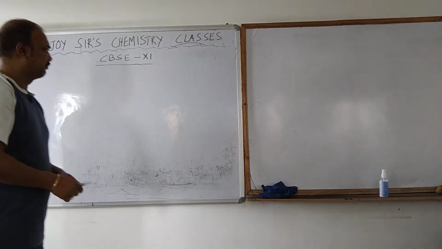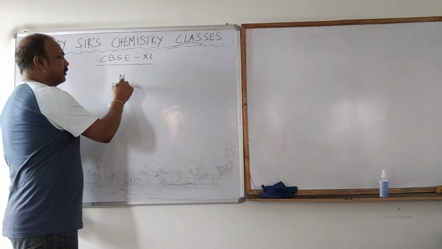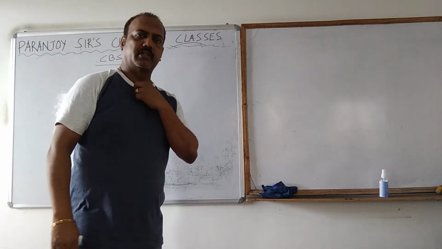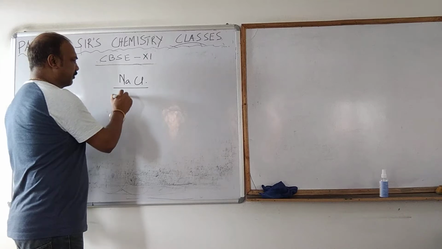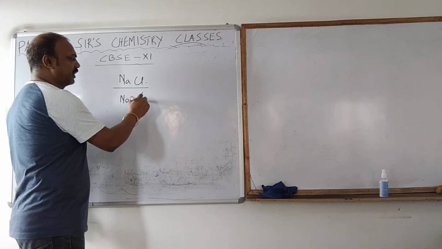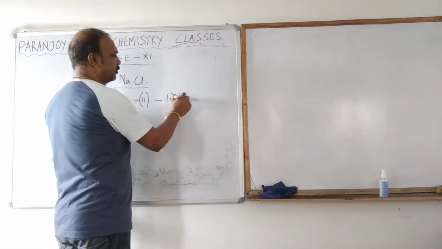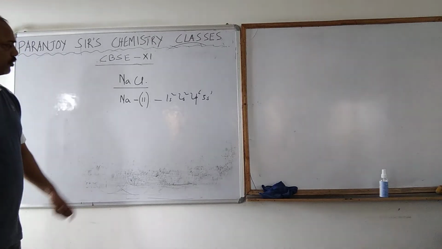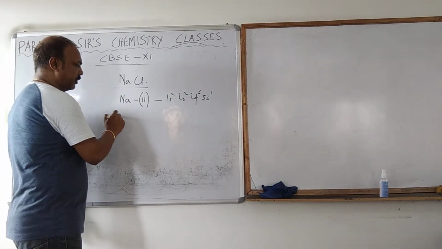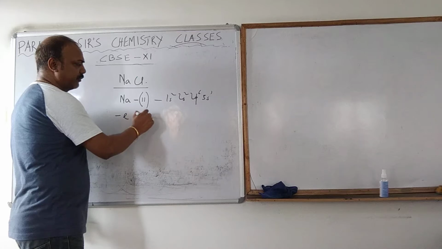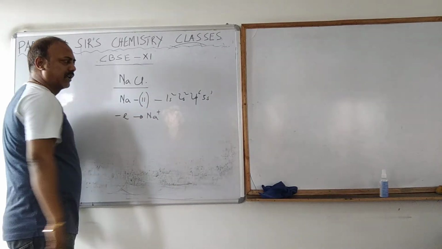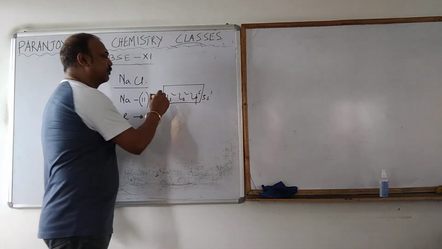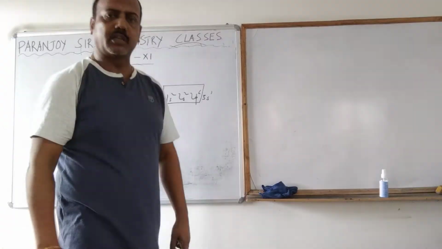For example, let us take sodium chloride. If we talk about the sodium atom, we know its electronic configuration. It has 11 electrons, so it is 1s2, 2s2, 2p6 and 3s1. So it will lose one electron. Sodium will lose one electron and will become sodium positive, Na+. Why will it lose? Because its electronic configuration will be 1s2, 2s2, 2p6, which is a stable electronic configuration.